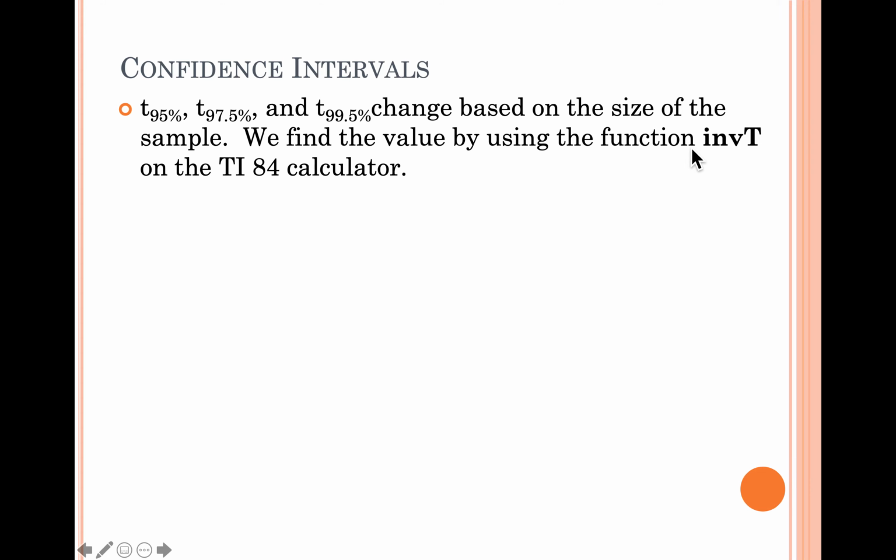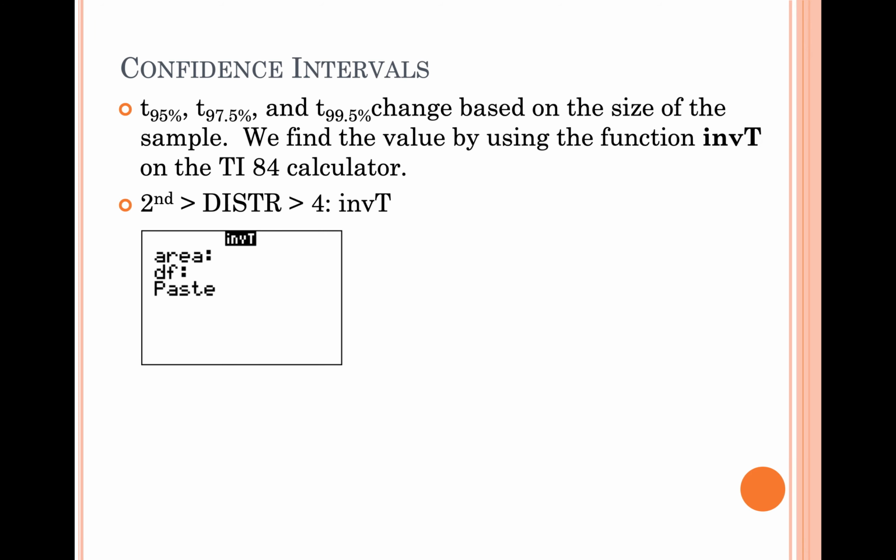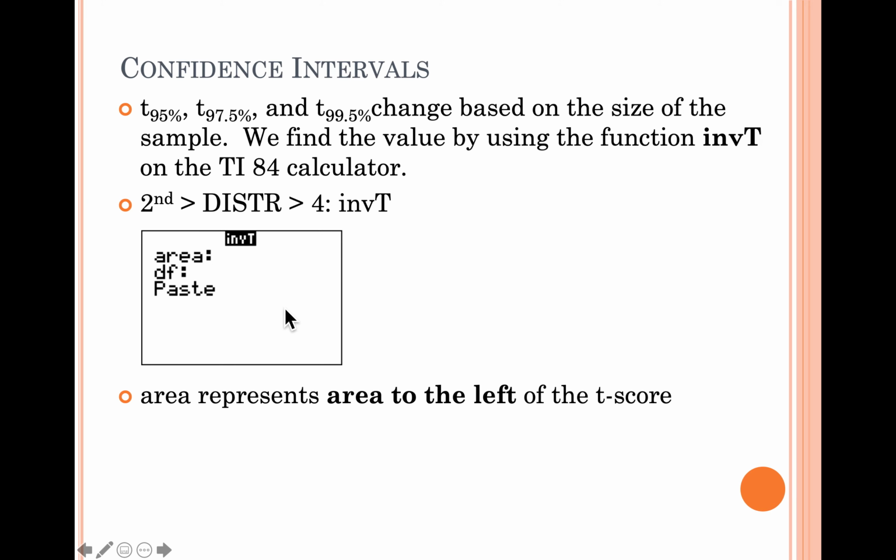So the function on the calculator is called inverse t. It's abbreviated with INVT, and it's in the same place that we've gone to find normal CDF and inverse norm. So it's second DISTR, and number 4 is INVT. You'll find 2 inputs, area and DF, and then you'll scroll down and press paste. The area that you're going to enter represents the area to the left of the t-score.